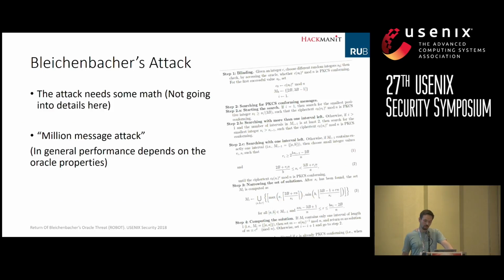What is interesting is that the attack is also called the million message attack, because the attacker needs to issue about a million messages to the server. But in the real world, the performance of this attack varies a lot. In some cases, you can issue just a few thousand messages. In some cases, you need to issue millions of queries. It strongly depends on the strictness of the oracle. I'm not going into detail here.